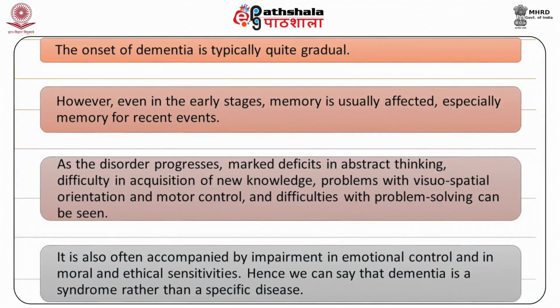The onset of dementia is typically quite gradual. However, even in the early stages, memory is usually affected, especially memory for recent events. As the disorder progresses, marked deficits in abstract thinking, difficulty in acquisition of new knowledge, problems with visuospatial orientation and motor control, and difficulties with problem solving can be seen. It is also often accompanied by impairment in emotional control and in moral and ethical sensitivities.